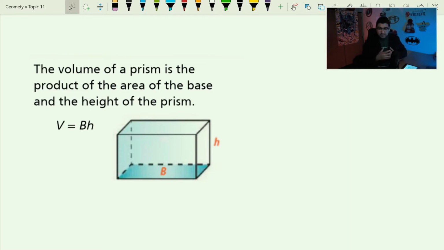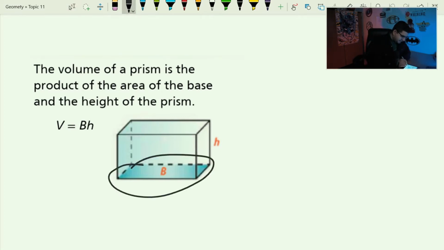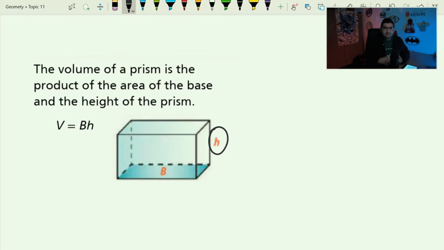So whatever shape we're dealing with, we basically take the area of the bottom, which is identified with a capital B, and we multiply that by the height. And this is what makes up the volume when we take these two things and multiply them together. Now, the shape will determine what the base is going to be. Sometimes we're dealing with rectangles, sometimes triangles, and that's going to determine what we actually use for B.